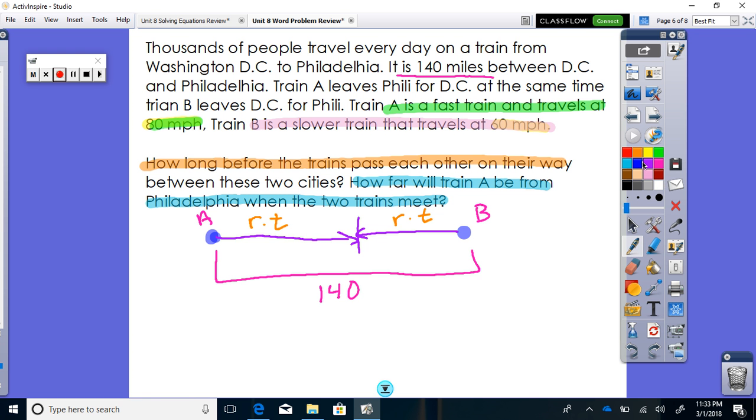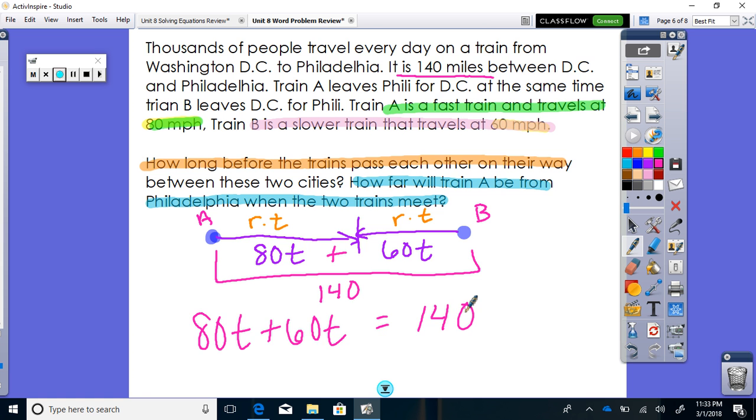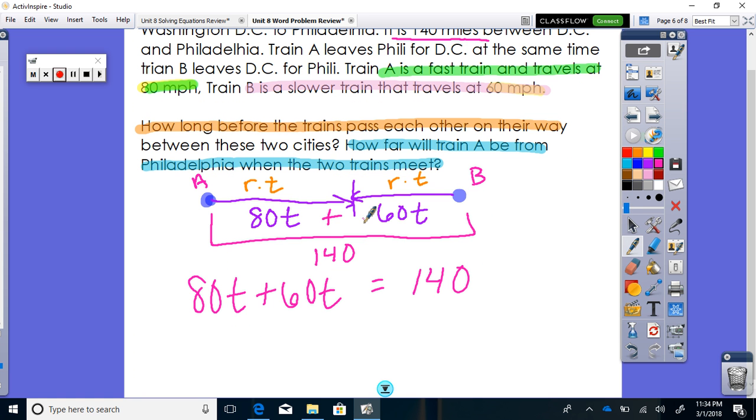So the distance for train A was 80 times t, so 80t, and the distance for train B is 60t. Together, if you add up the distance train A is going and the distance train B is going, so all together 80t plus 60t, they've gone a total distance of 140 miles. Somewhere in there they're going to pass, and that's what we're trying to figure out. What time will that happen?